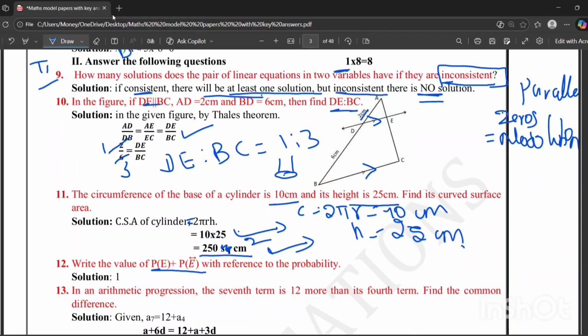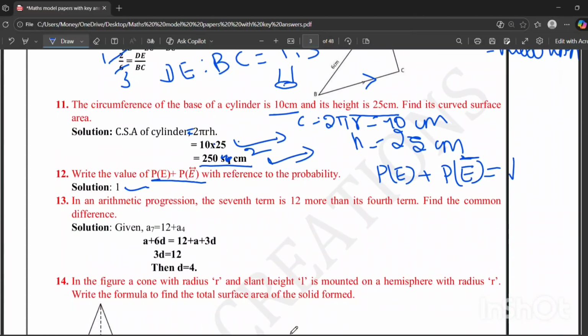Next, write the value of P plus P dash with reference to probability. So this is equal to 1. This is the formula: probability of E plus probability of not E equals 1.